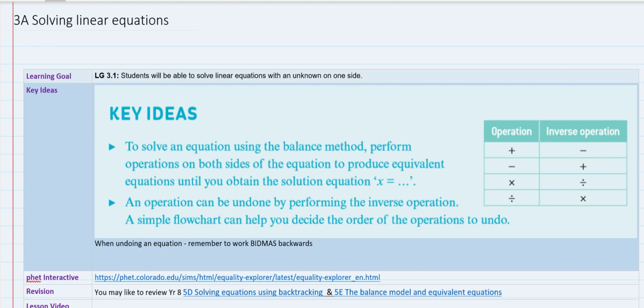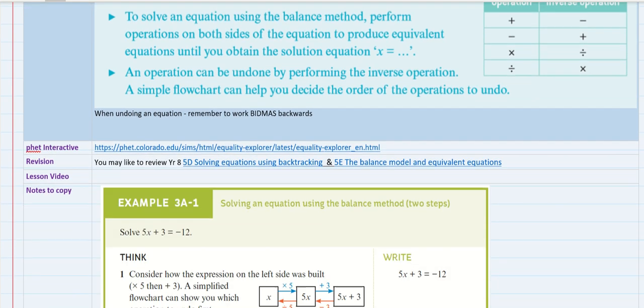Now an operation can be undone by performing inverse operations. So a simple flowchart can help you decide the order of operations to undo. Now just remember, when undoing the operations, remember to work BIDMAS backwards.